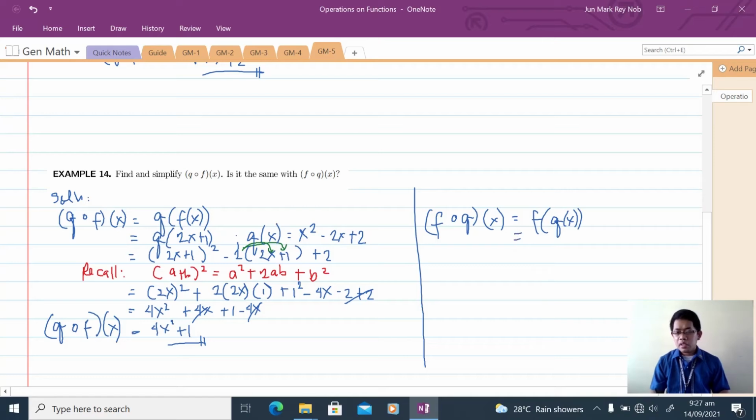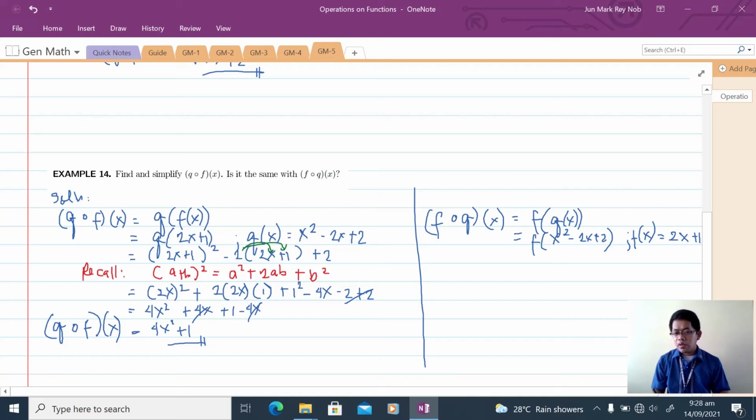So we will now replace the innermost function, Q of X, with its value. Its value is actually x squared minus 2x plus 2, so we will replace that. We have x squared minus 2x plus 2. Since we will be solving this one, we need to find out the value of our f of x. Based on the given, our f of x is equal to 2x plus 1, if you remember. So 2x plus 1.